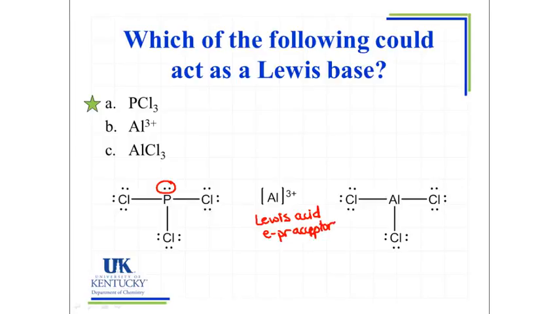And when I look at AlCl3, I also see this kind of unoccupied space where this can act as an electron pair acceptor, making it a Lewis acid.